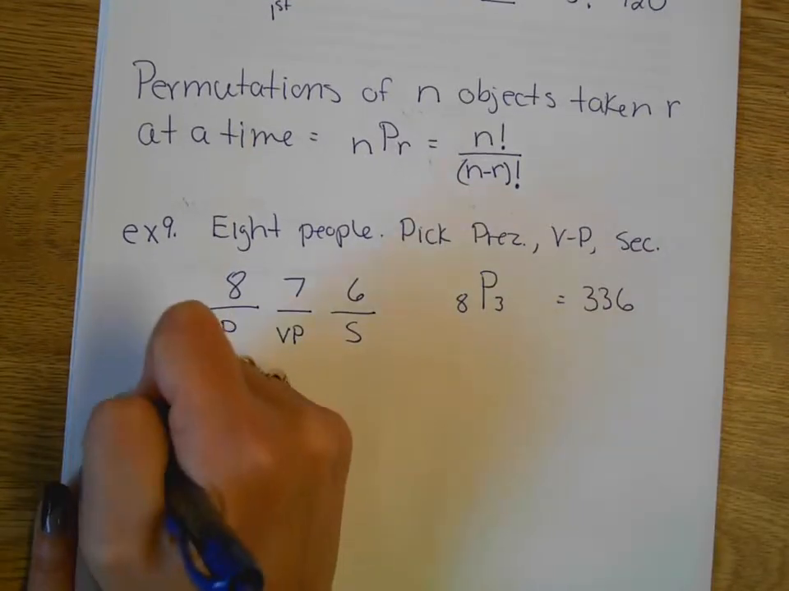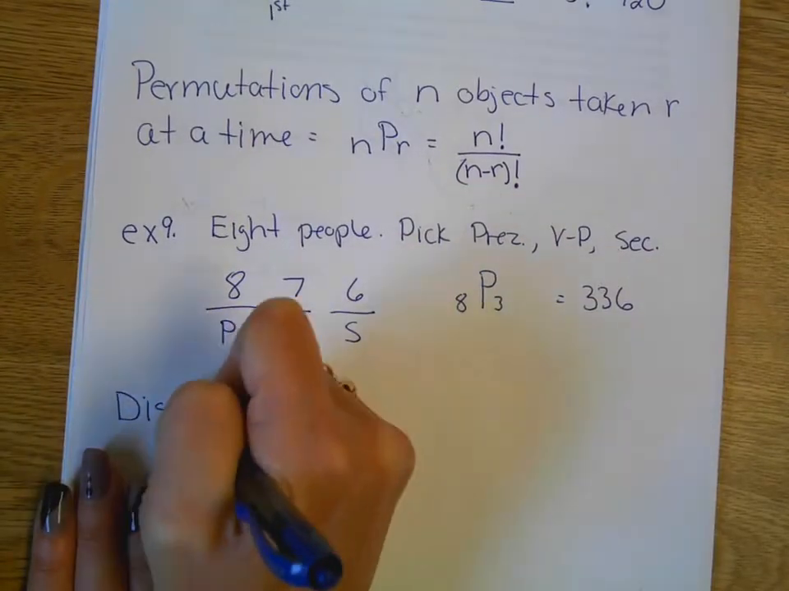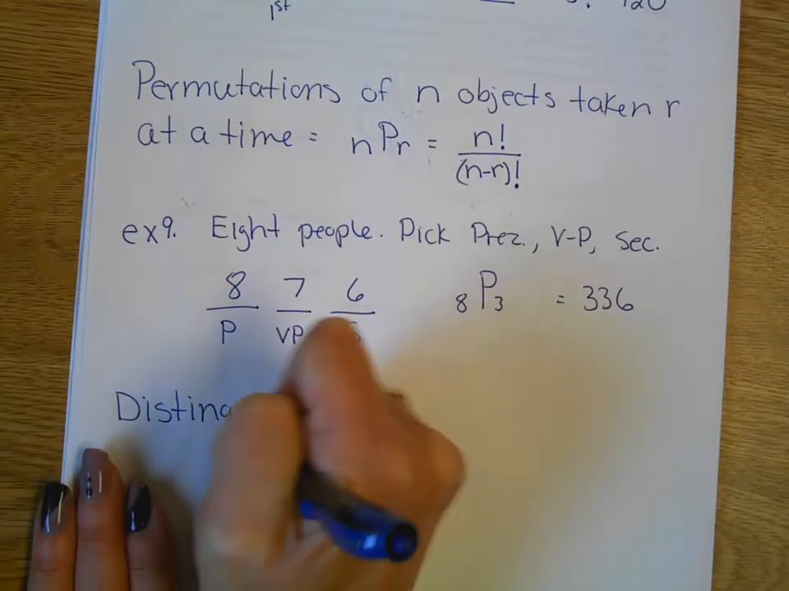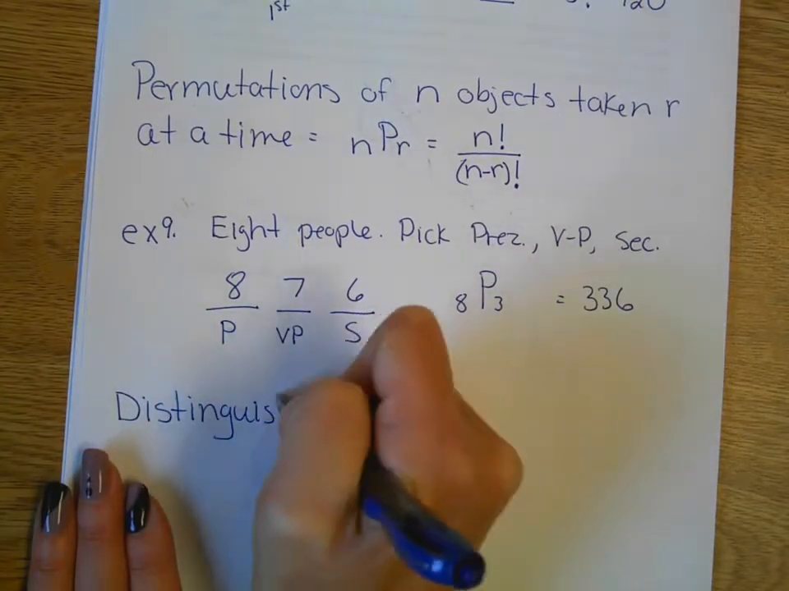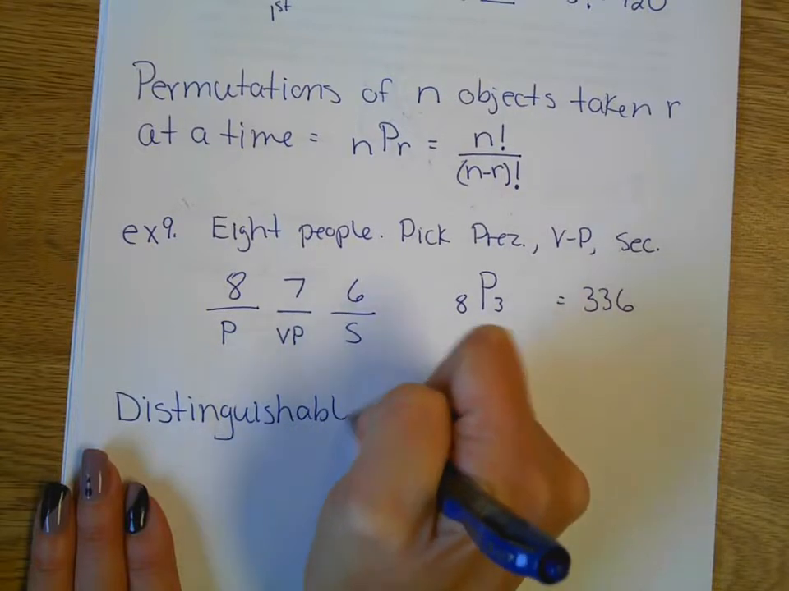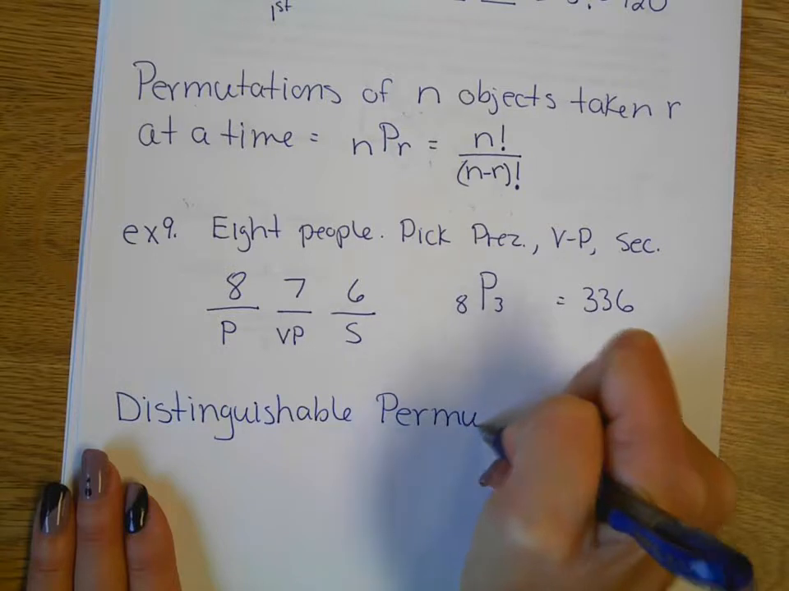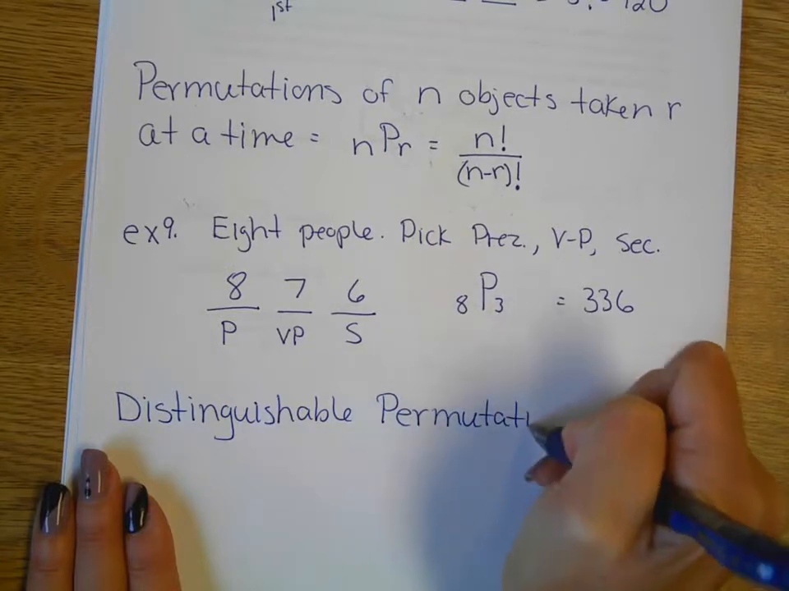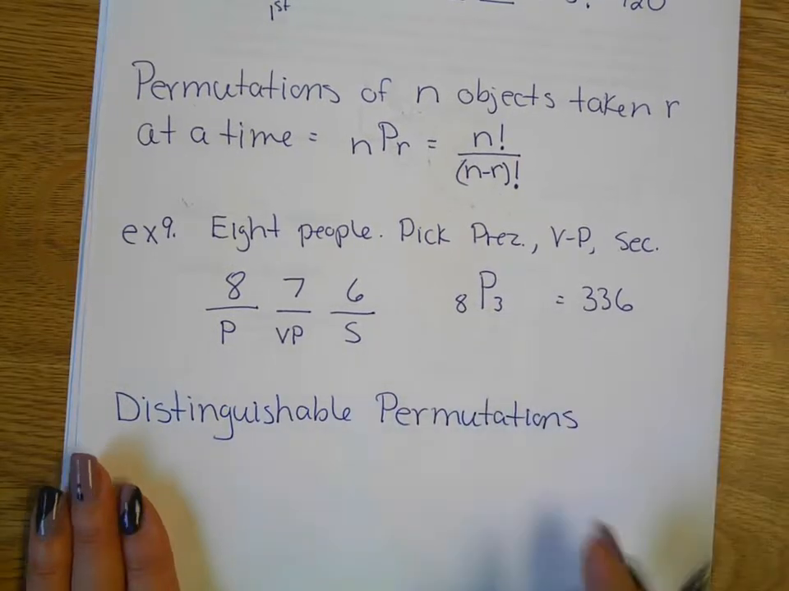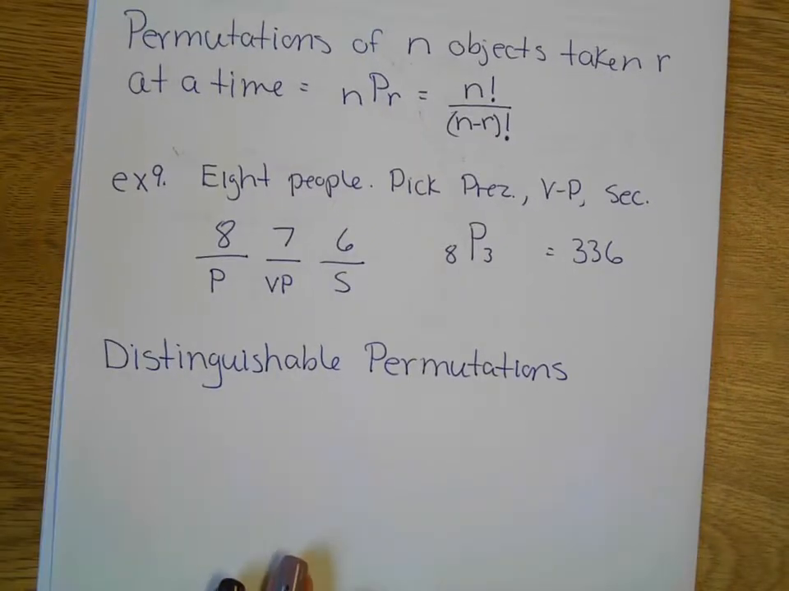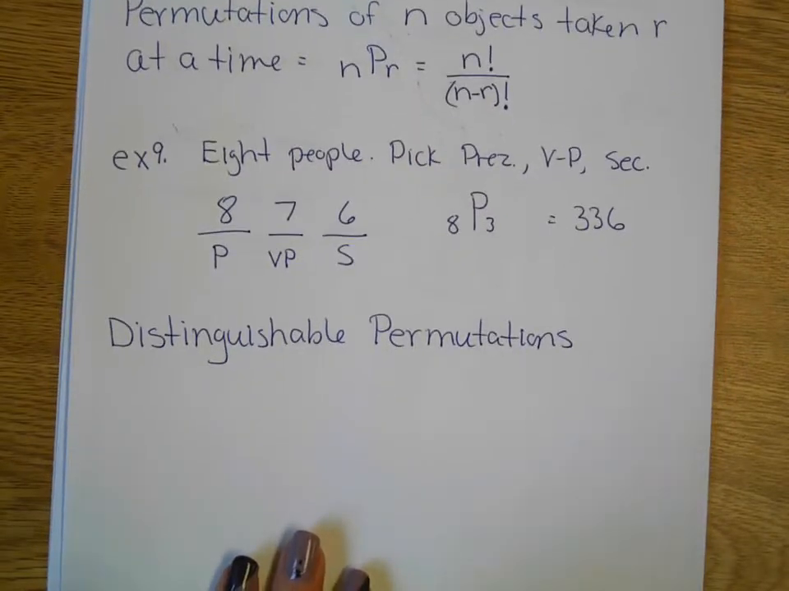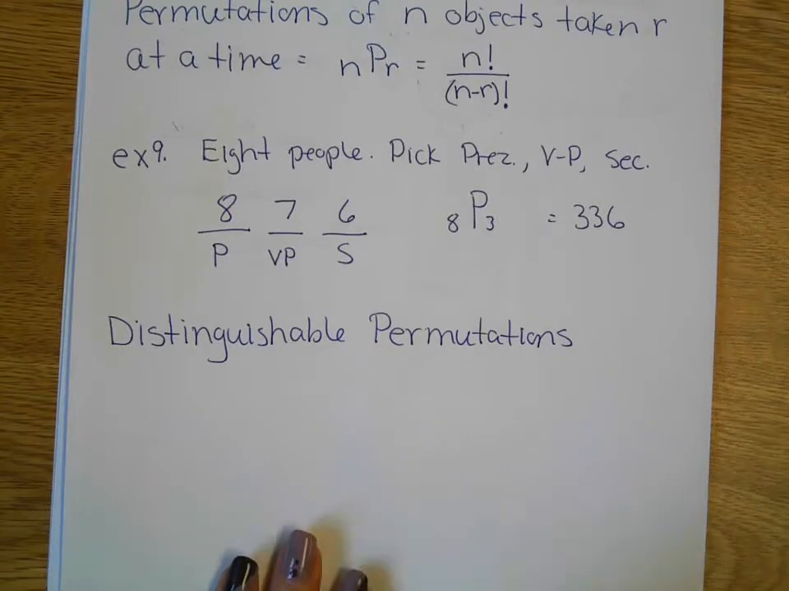Okay, last idea is distinguishable permutations. Okay, what does distinguishable mean? Difference. There's a difference between them, you can distinguish between them.